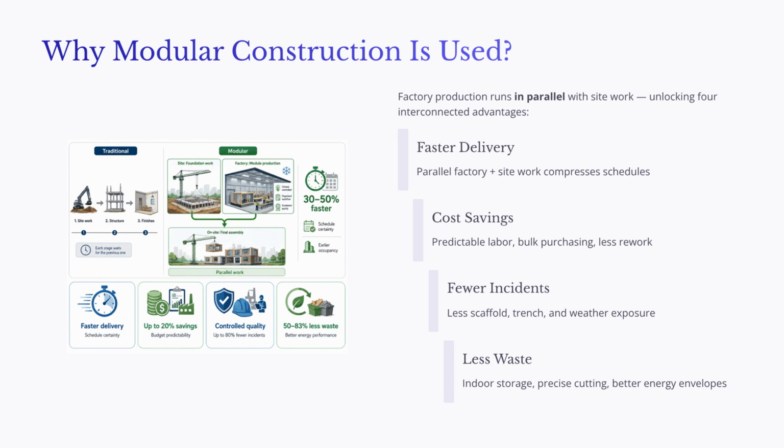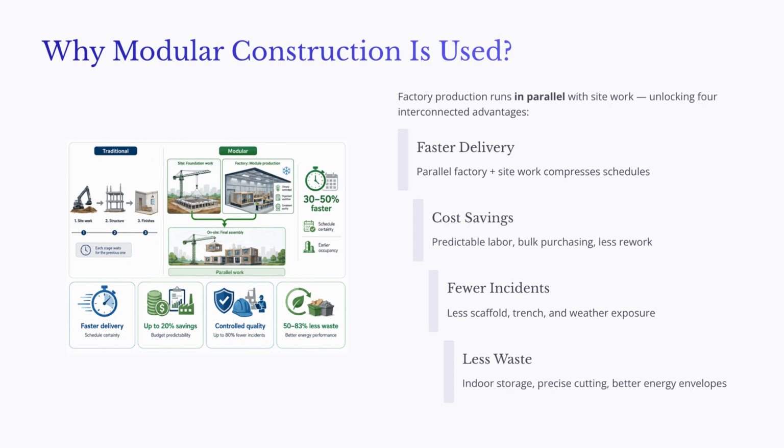This overlap between factory production and site work is one of the main reasons modular construction can shorten the overall project schedule. As shown on the slide, modular construction is often associated with faster delivery, better schedule certainty, cost savings, improved quality control, fewer safety incidents, and reduced material waste. These benefits are connected to the controlled factory environment. Materials can be stored indoors, workstations can be organized more consistently, inspections can happen at planned checkpoints, and workers can repeat tasks in a more predictable production flow.